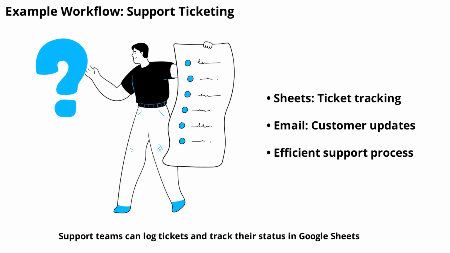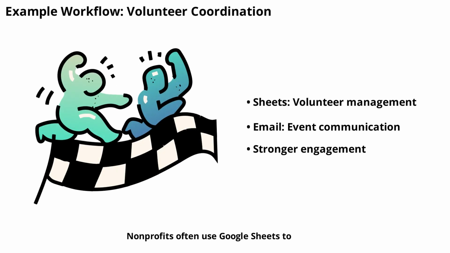Support teams can log tickets and track their status in Google Sheets. Email automation software can send updates to customers as their tickets are resolved or require more information. This keeps communication clear and ensures customers are always in the loop, while Sheets provides an organized view of all support requests.